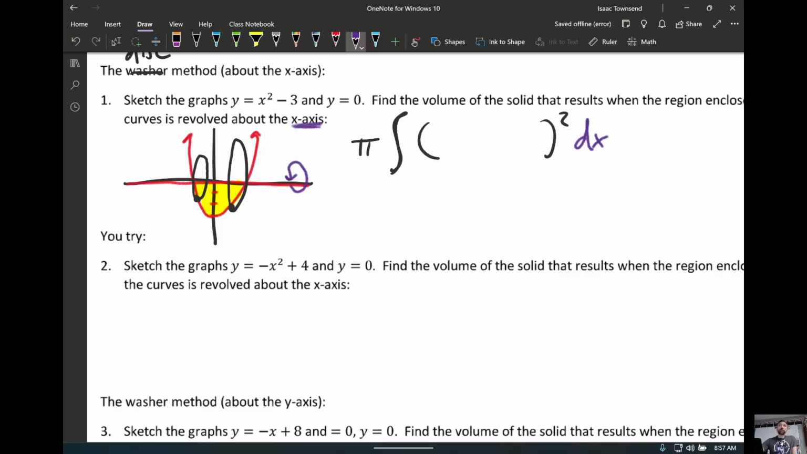So sometimes your picture is good enough to see how far left and how far right this enclosed area is. This is a good example of one that's not. So if you don't know exactly where this is and exactly where this is for the bounds, you can just set these equations equal to each other. And then you can figure out it's at negative square root of 3 and positive square root of 3.